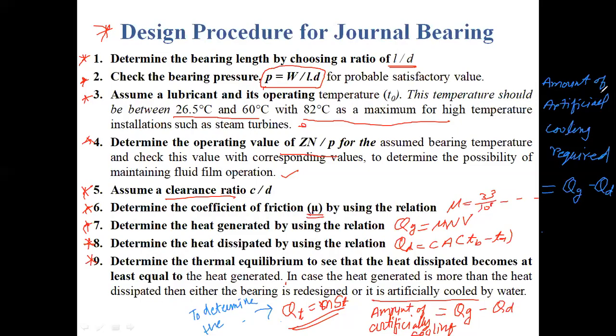So the amount of artificial cooling required is equal to Qg minus Qd. From this you will get the amount of artificial cooling required. And once you know artificial cooling is required, then you have to determine the mass of the lubricant required for artificial cooling. Using this equation, we will get the mass for the artificial cooling required.